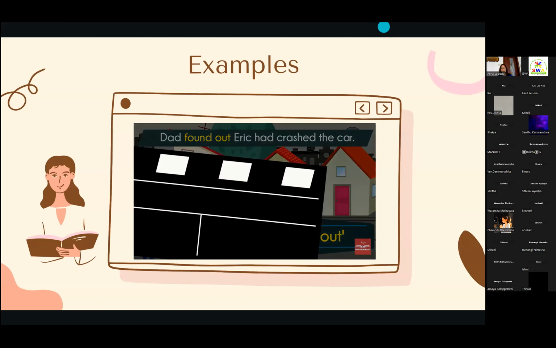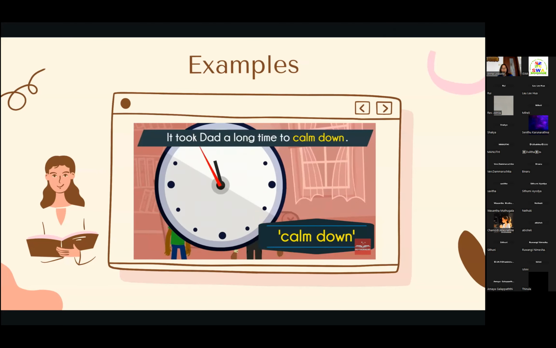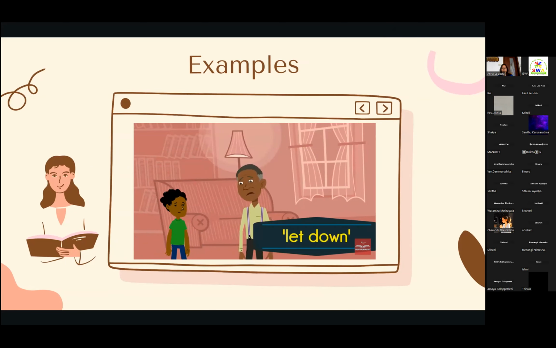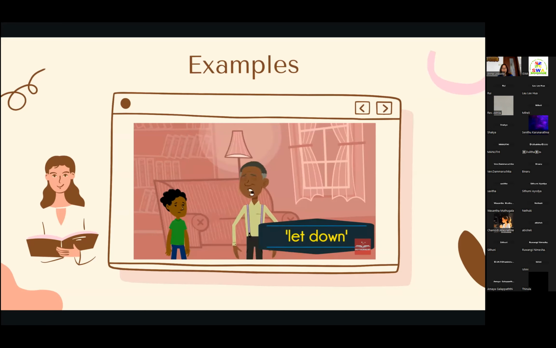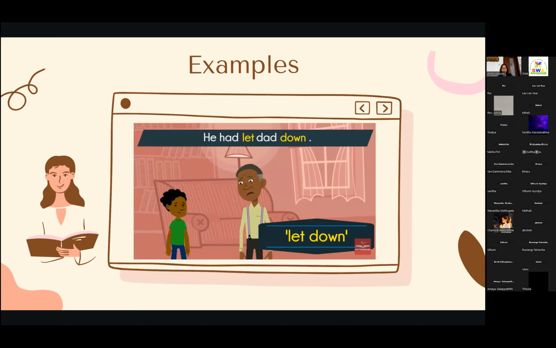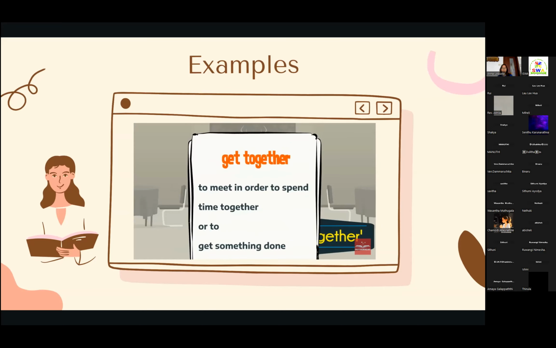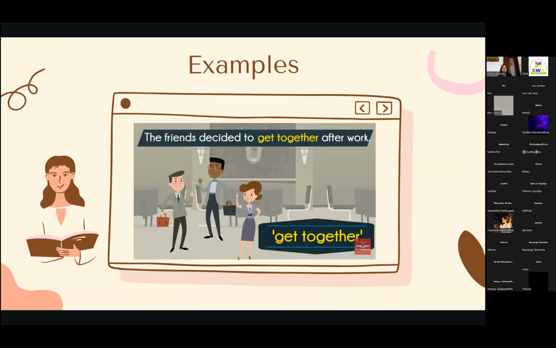Calm down, meaning to relax after being angry. It took Dad a long time to calm down. Let down, meaning to disappoint someone. Eric had promised to look after the car. He had let Dad down. Get together, meaning to meet in order to spend time together or to get something done. The friends decided to get together after work.